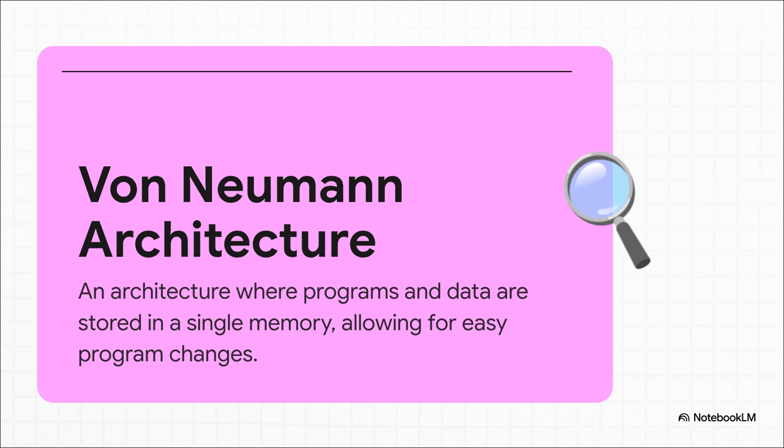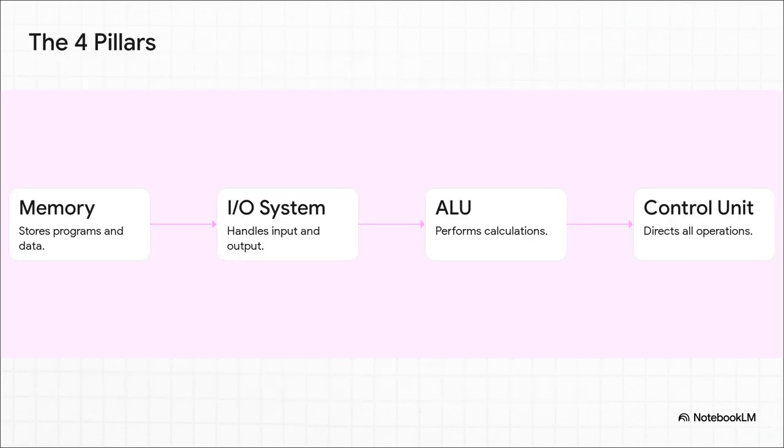And this concept, the von Neumann architecture, became the blueprint for every computer that followed, from giant mainframes all the way down to your smartwatch. So this architecture gives us the 4 basic parts of any computer today. A good way to think about it is like a kitchen. You've got your memory, that's your cookbook and all your ingredients stored together. You've got your I/O system, that's how you take an order and serve the final dish. You have the ALU, that's the chef doing all the hard work, the chopping and mixing. And then you have the control unit, who's like the head chef, telling everyone what to do and when.